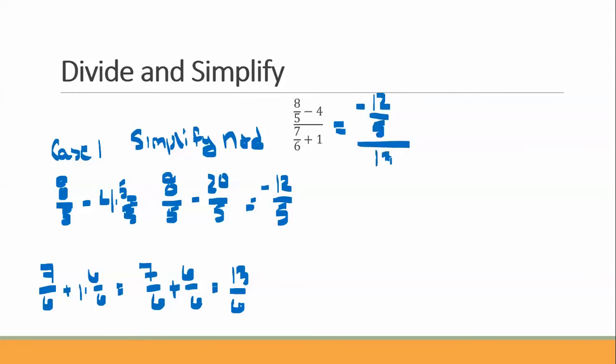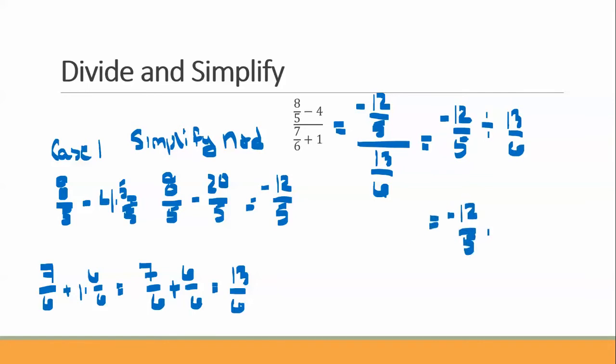So this fraction is actually then -12/5 divided by 13/6. And then we can do the same thing we did before. So that is -12/5 divided by 13 over 6. So that's -12/5 times 6 over 13.